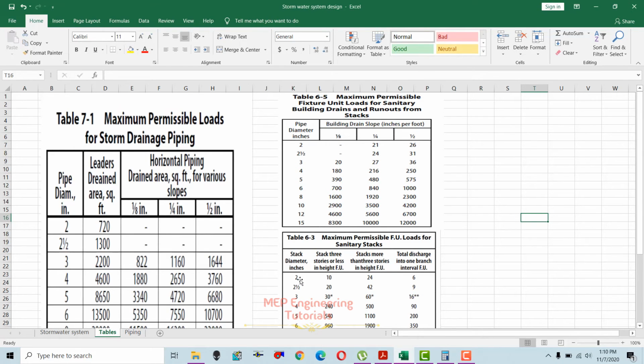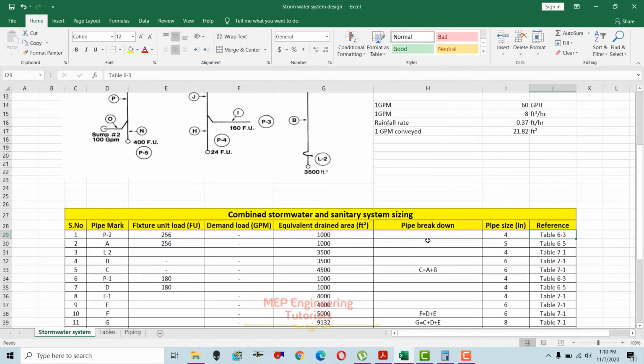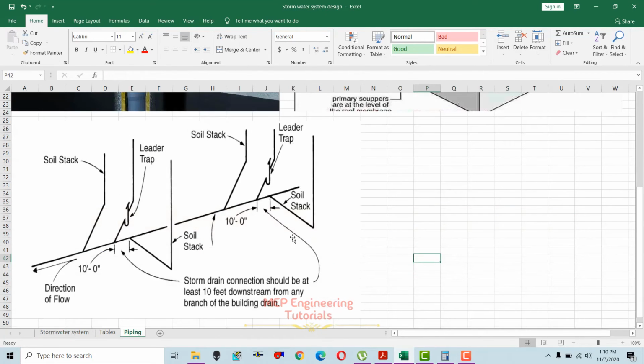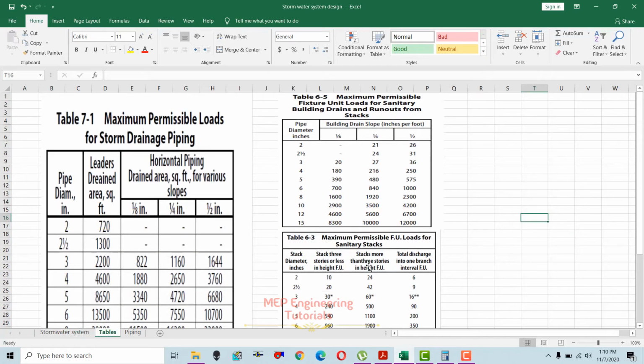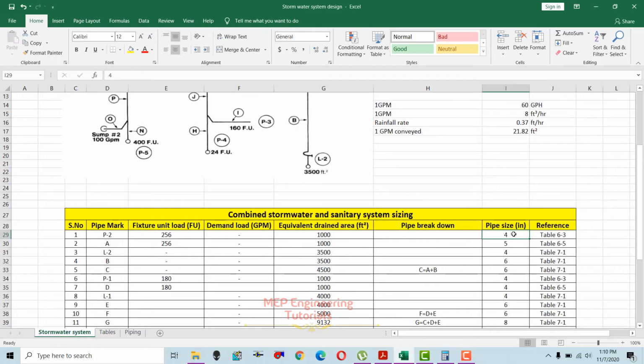So how many fixture units did we say? 256 fixture units. 256 fixture units is between 60 and 500, so we'll go for the higher value, 500, and if you check here, it is 4 inches. So that's how we got the 4-inch pipe size here.